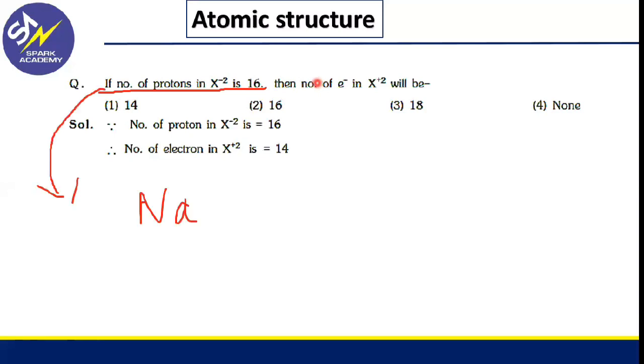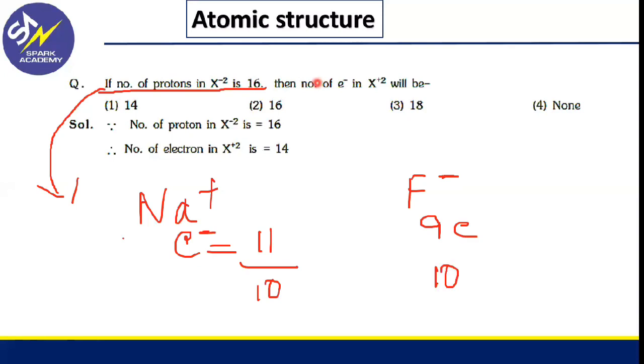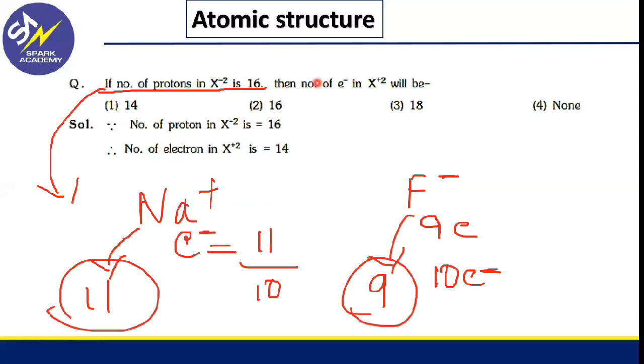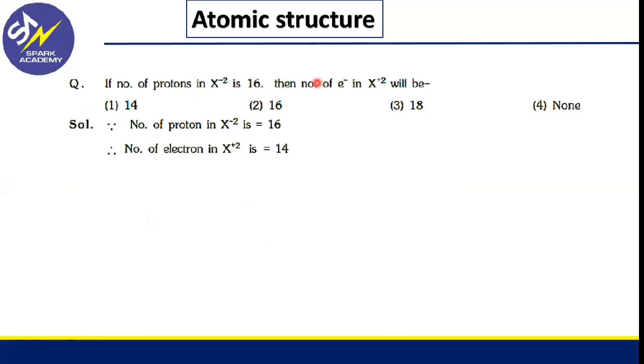See here, whenever I said Na plus, F minus, the number of electrons were changing. Initially it was 11 and then it became 10. Here initially there were 9 electrons and then it became 10. But the number of protons will always remain the same. If the number of protons also changed, then automatically the charge would change, isn't it? It was neutral because the protons were equal to the number of electrons.